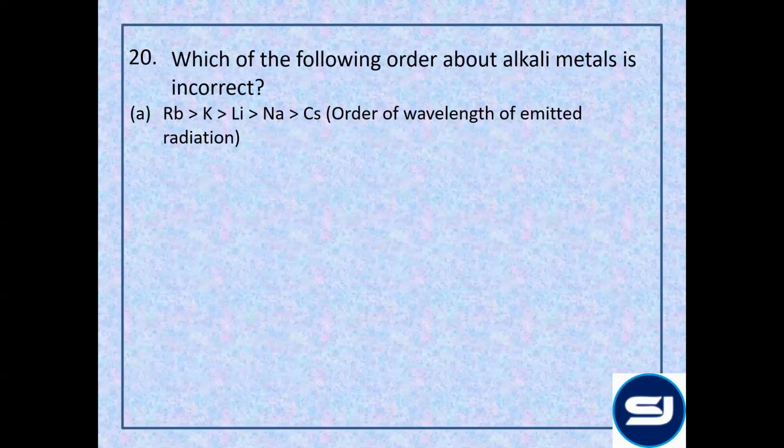Which of the following order about alkali metals is incorrect? First, order of wavelength of emitted radiation. Now, when the alkali metals are burnt in the Bunsen burner, they exhibit various colors. और वो कलर अगर हम देखें, Li Na K Rb Cs can be remembered as cry verb. मतलब lithium shows a crimson red color, sodium golden yellow, potassium violet, rubidium red और cesium blue.